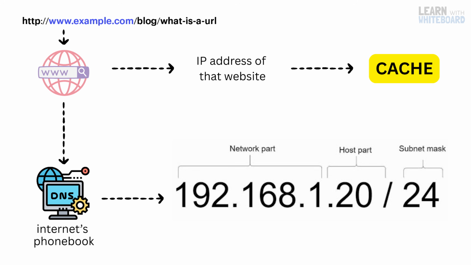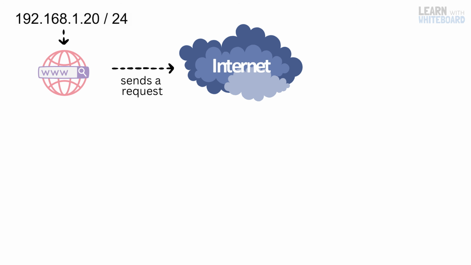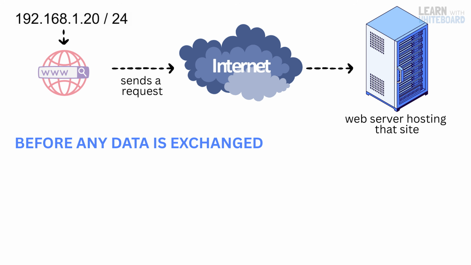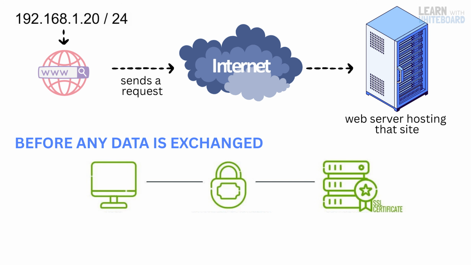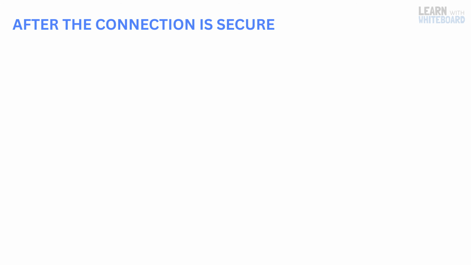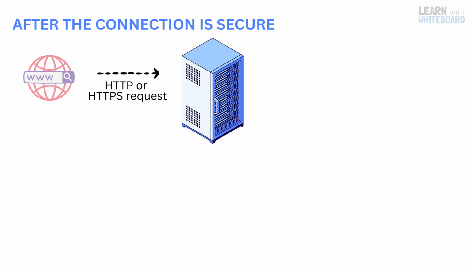Once the IP address is found, your browser sends a request across the Internet to the web server hosting that site. Before any data is exchanged, modern websites usually establish a secure connection using TLS encryption, which protects the data from being intercepted or modified. After the connection is secure, the browser sends an HTTP or HTTPS request asking the server for the web page.